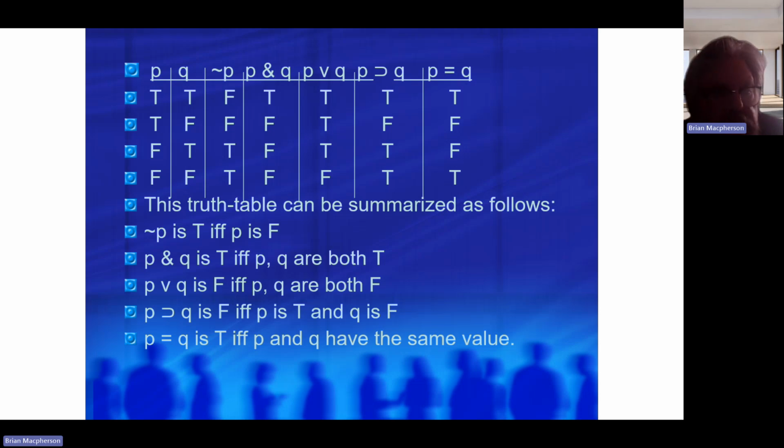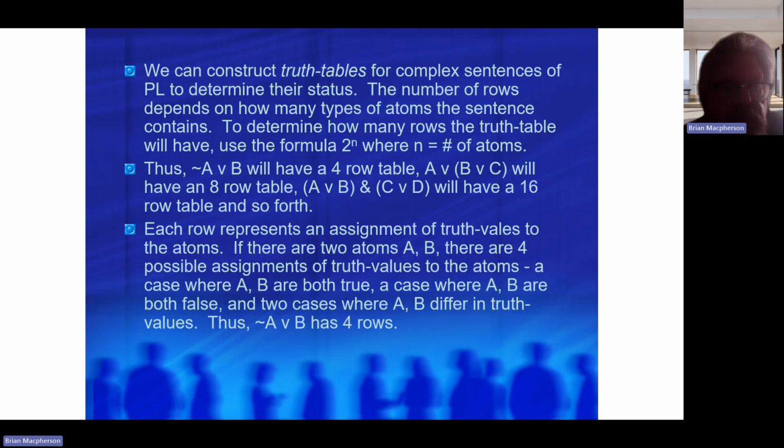Finally, if both P and Q are false at that truth value assignment or possible world, then not P will be true. P and Q will be false because both are false. P or Q will be false because both are false. P then Q will be true because it's false only when P is true and Q is false. And finally, P if and only if Q is true because P and Q have the same truth values. Okay, so basically that's what I mean by truth value assignment.